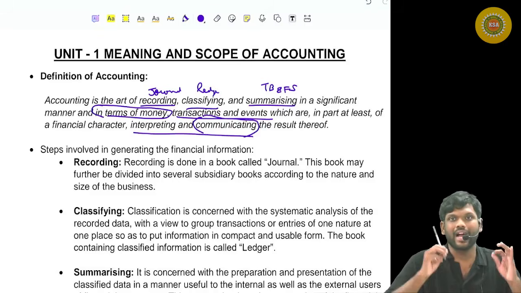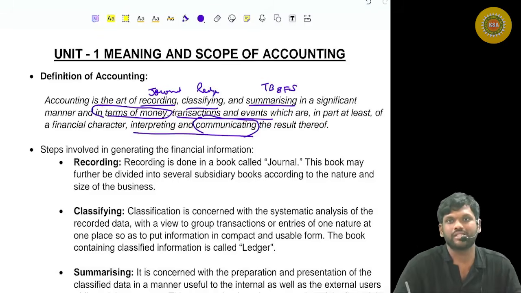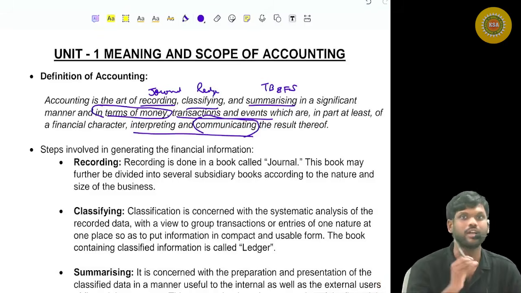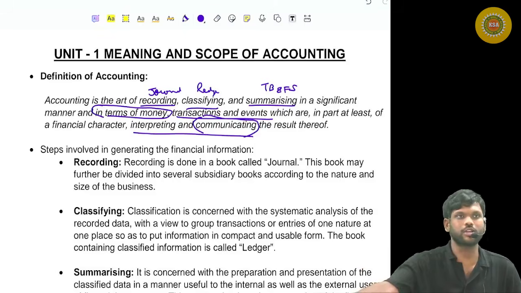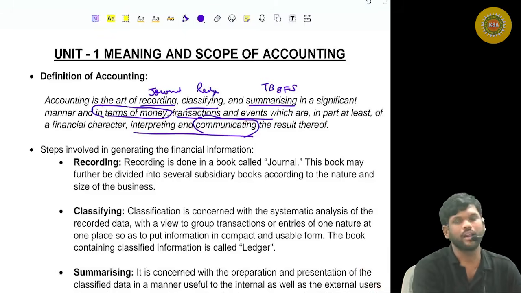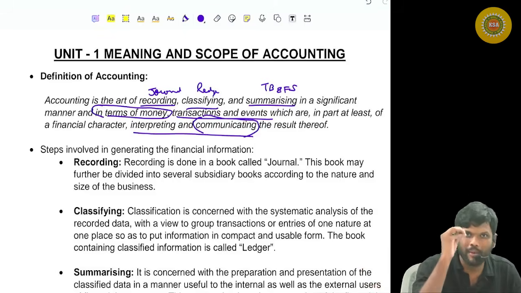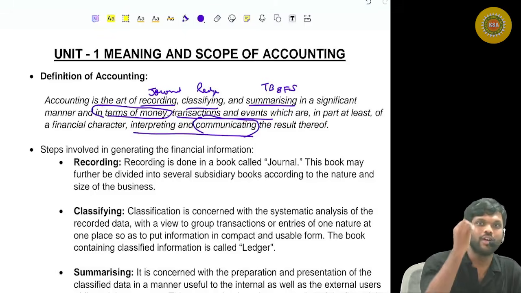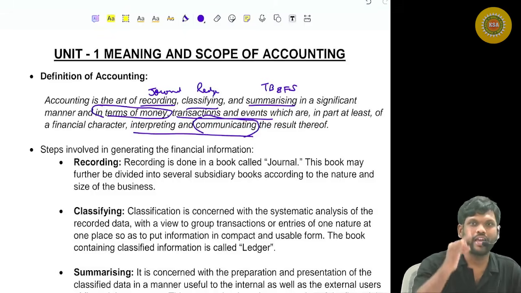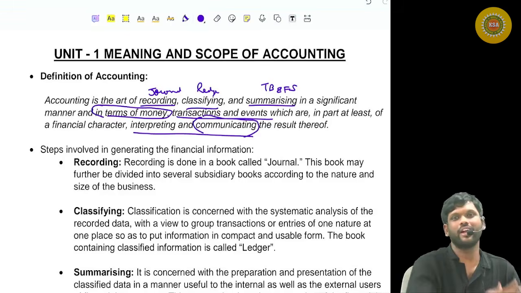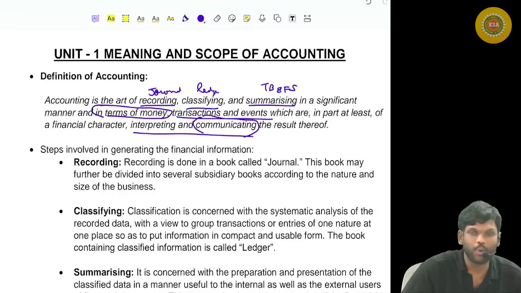And remember, in accountancy, only transactions and events of financial character will be taken into account. Those which cannot be measured in terms of money are ignored in accountancy. So if you remember these simple words of recording, classifying, summarizing, interpreting and communicating, you will definitely be able to write this definition of accounting.